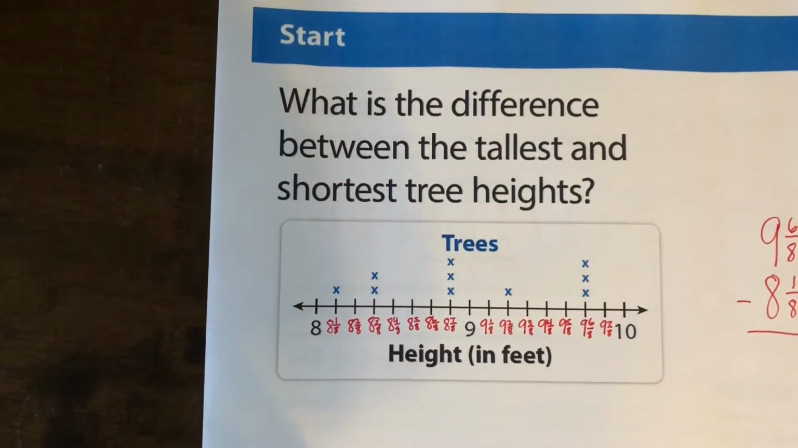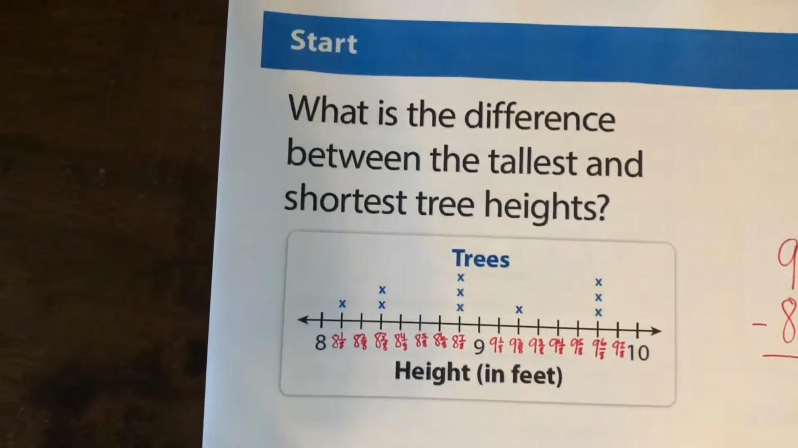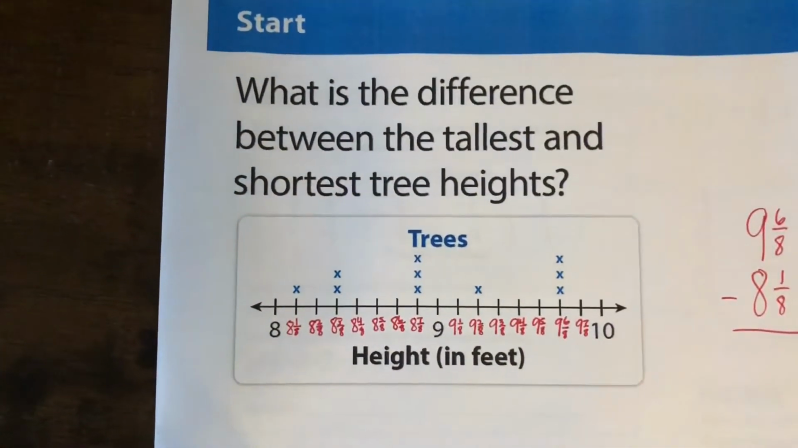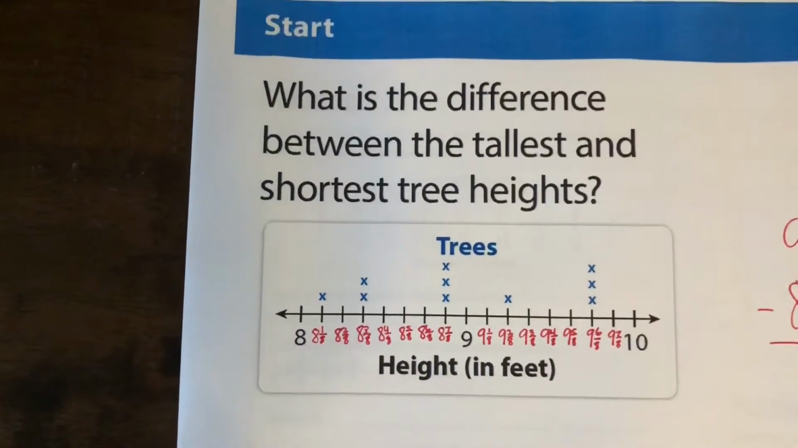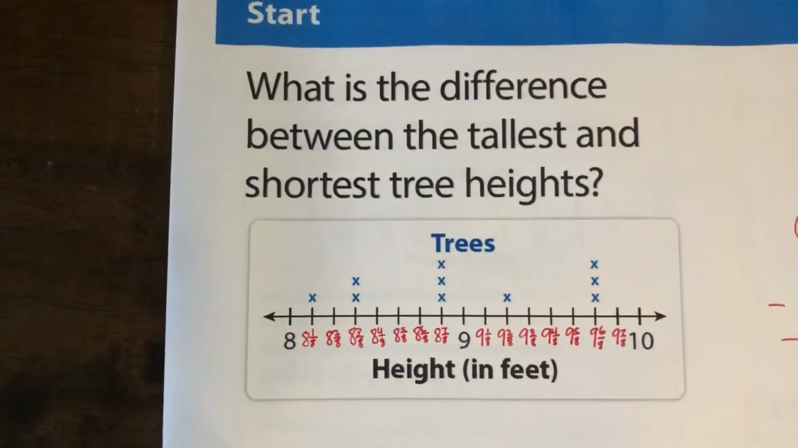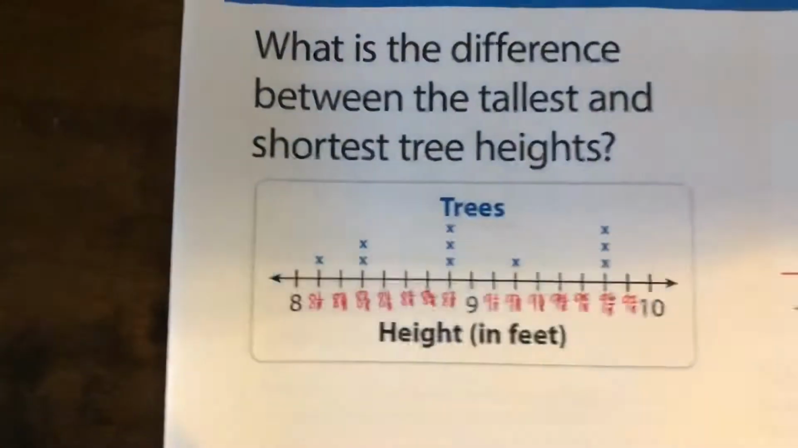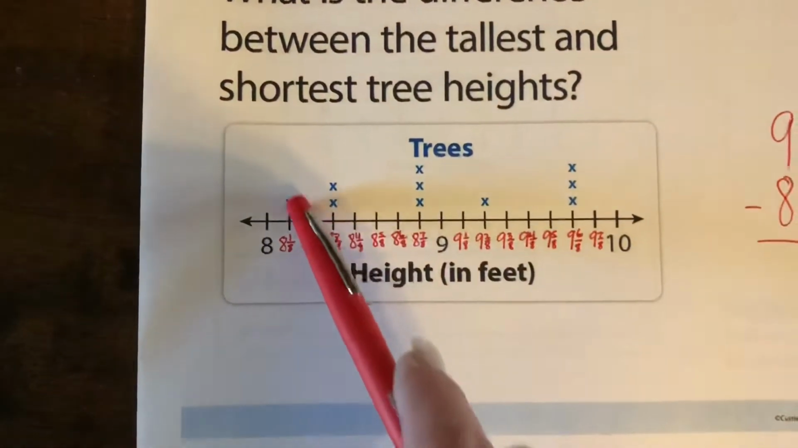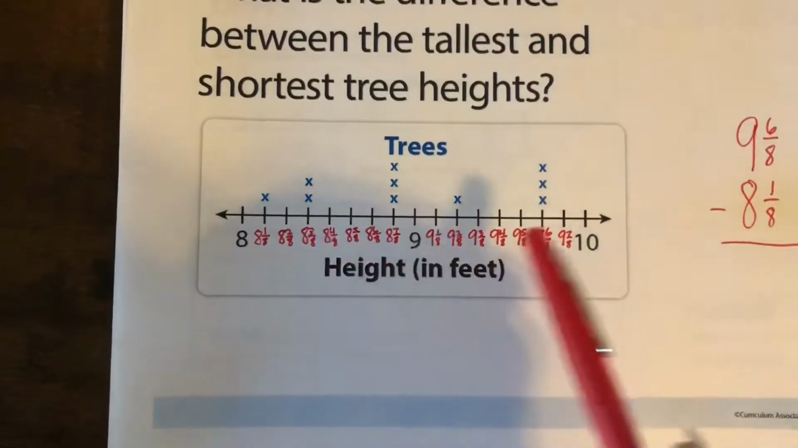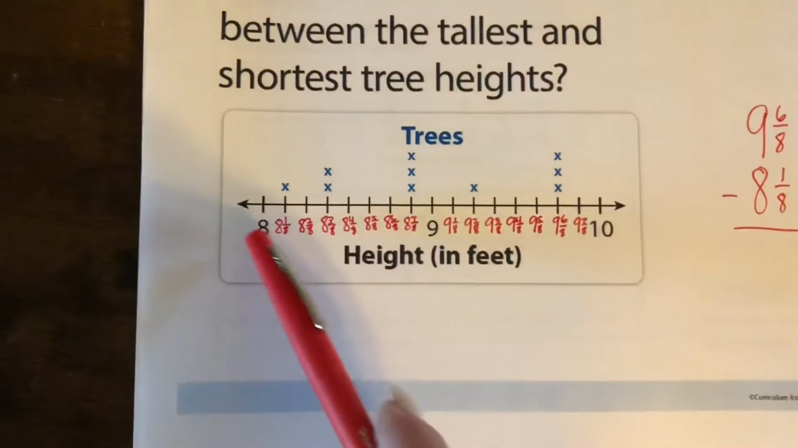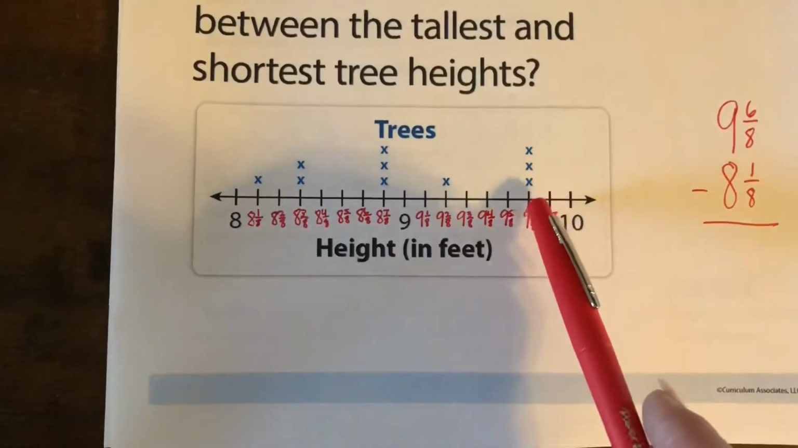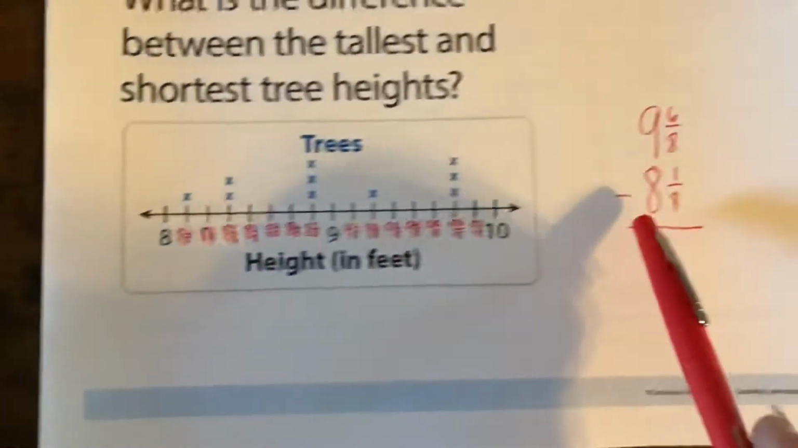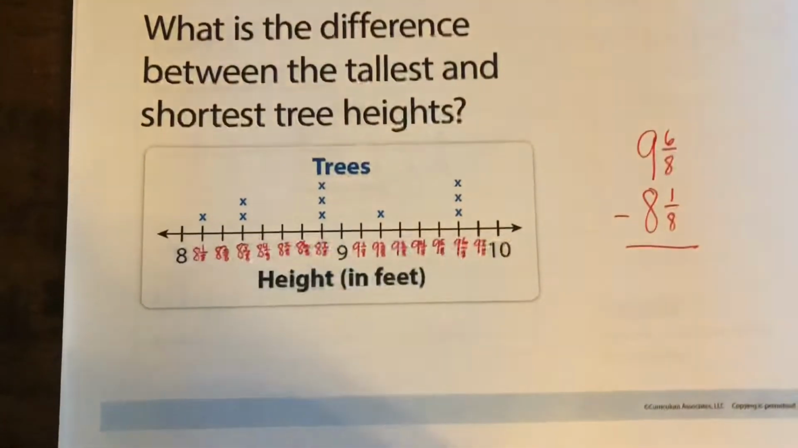Hey, welcome back. We're working in lesson 22, and I want to start off with this problem. It says, what is the difference between the tallest and shortest trees? Now, I know difference tells me to subtract, and I know that tallest and shortest tree heights tell me to look on the line plot for where the x is at the largest number and the x is at the smallest number. Not necessarily the largest number or the smallest number on the line plot, but where the x is at the farthest and the lowest. That is 9 6/8 and 8 1/8, so now I'm ready to set up my problem and subtract.